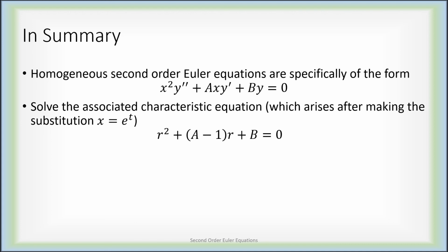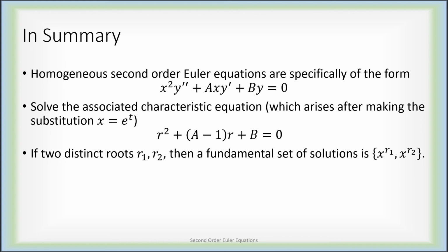After some work, this does result in a homogeneous second order equation with constant coefficients, and we know how to solve those. We take a characteristic equation. The resulting characteristic equation would be r squared plus a minus 1 r plus b equals 0. And with our experience solving second order linear equations with constant coefficients, we know there are various possibilities. If there are two distinct roots, r1 and r2, then a fundamental set of solutions would generally be given by e to the t times r1 and e to the t times r2.